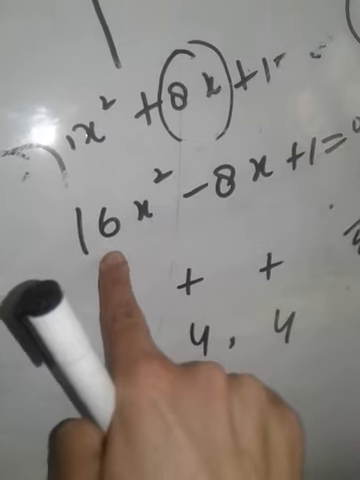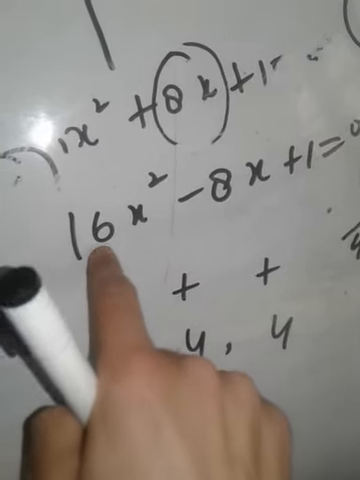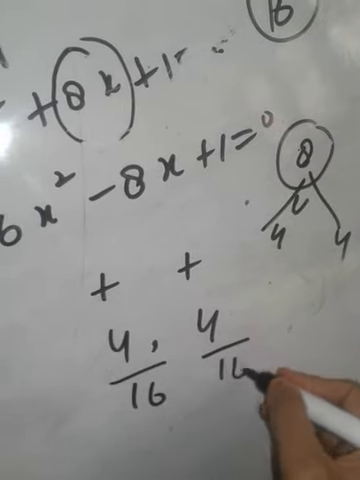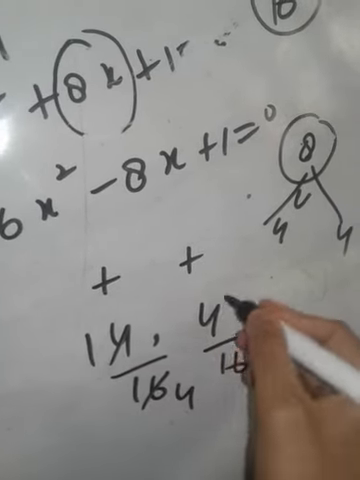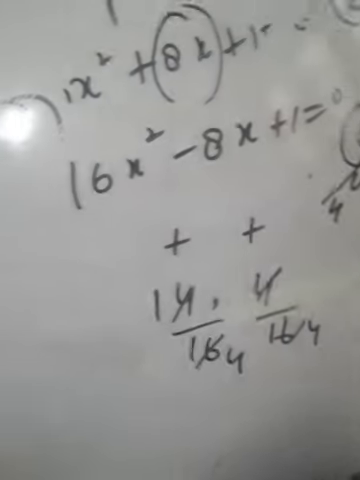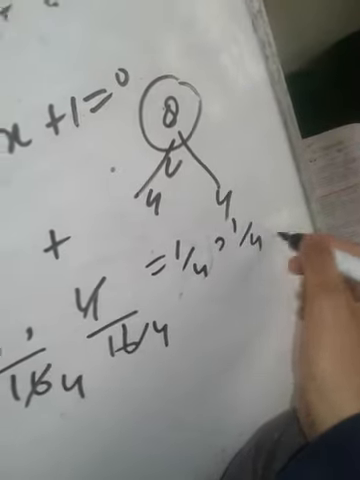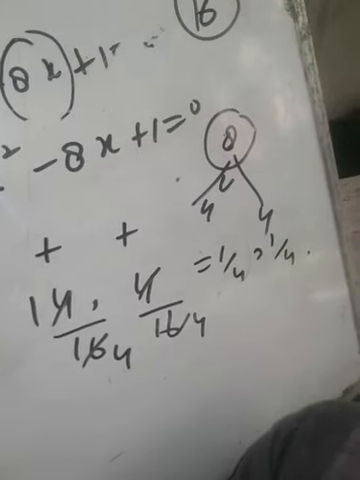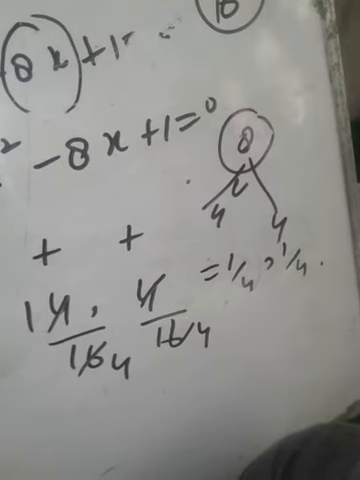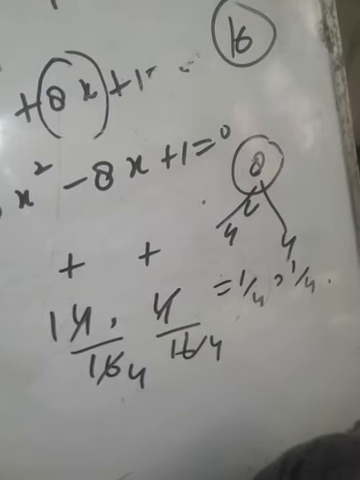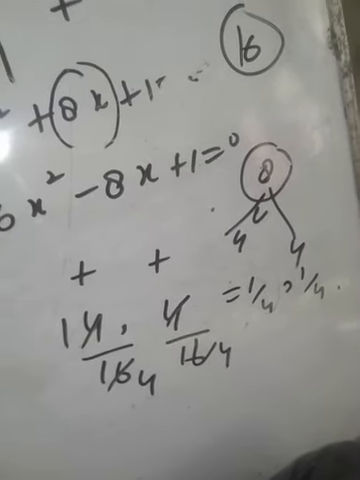So I already told you, you have to divide by this factor, the coefficient of x square. Divide by 16. This is 4 1s, 4 4s. So its roots will be 1 by 4, 1 by 4. You can check by splitting the middle term, or by factorization, or by using the method of completing squares or the quadratic formula.